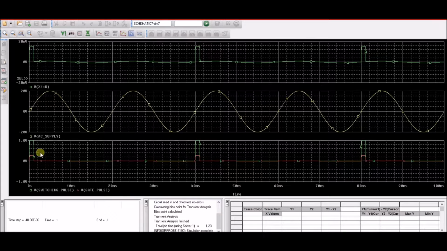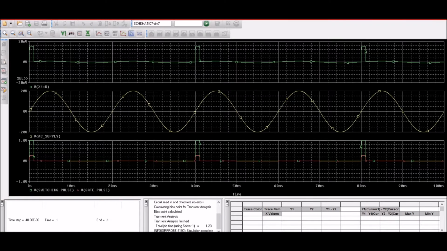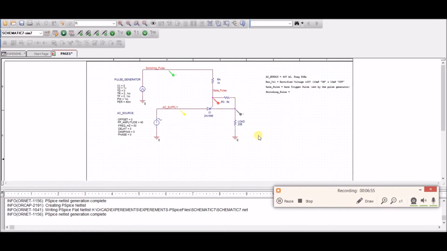So let us see, the interesting part is what happens at this point. When this 1 volt pulse is generated, you have at the 1K resistor, that is the red point. So let's see the pulse at this point.